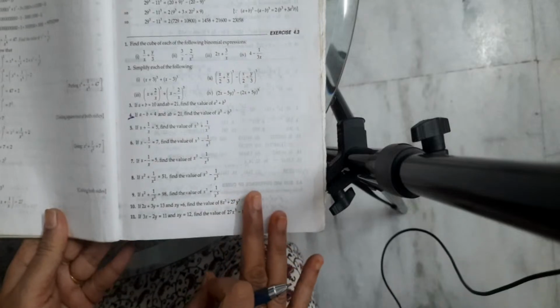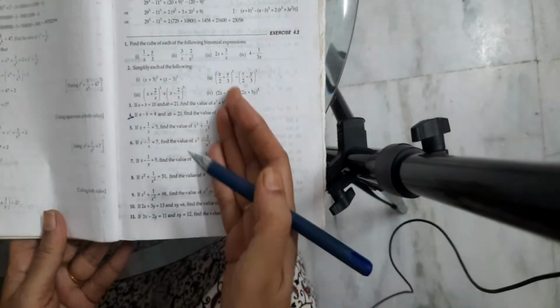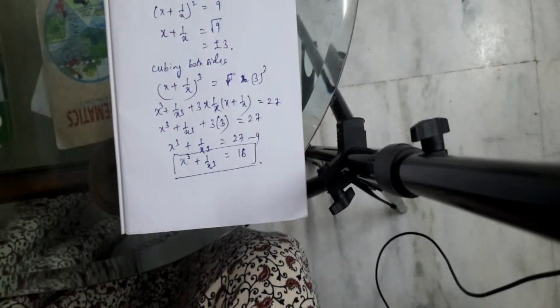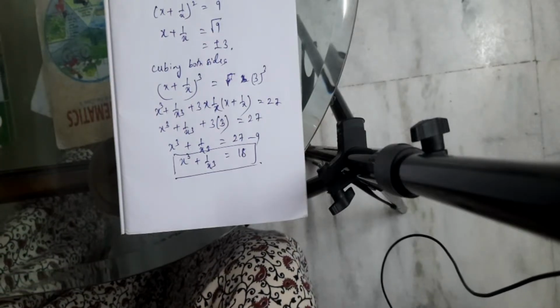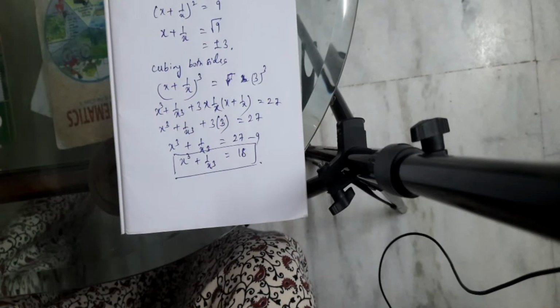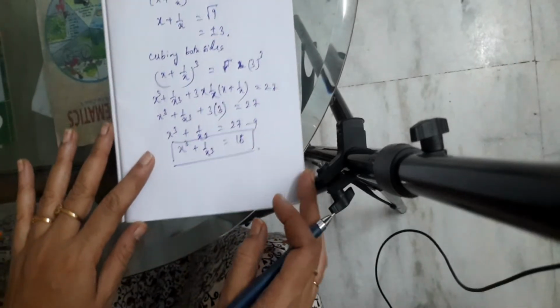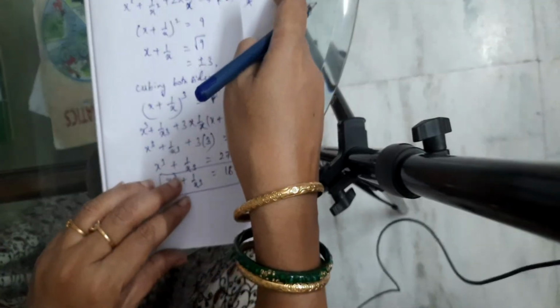Here in exercise 4.3, many questions are there. Those who want a quick revision can go through this kind of question. One question will be of this kind. Next, they will give a value and ask to find the value of a square plus b square. Like that, the second variety of questions is where they'll give the value and ask you to find.